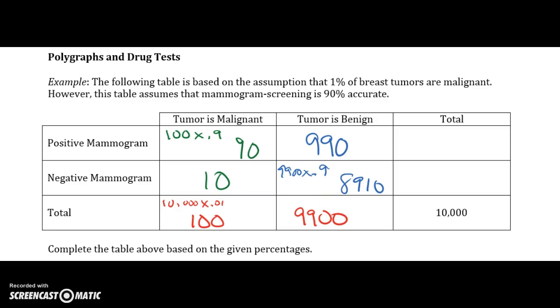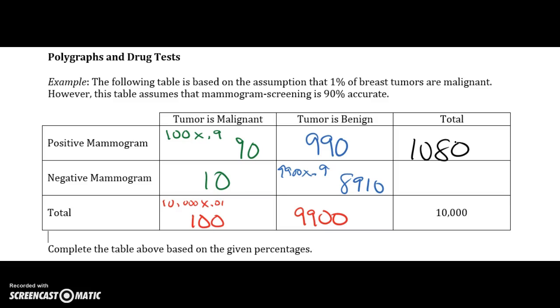Lastly, what we can do is go through and figure out the total number of positive mammograms and the total number of negative mammograms. To do that, we can just add the total number of tumors that were malignant that came up positive and tumors that were benign that came up positive. And we end up getting 1,080 positive mammograms. And again, only 90 of those really had a tumor that was malignant, whereas 990 of them did not.